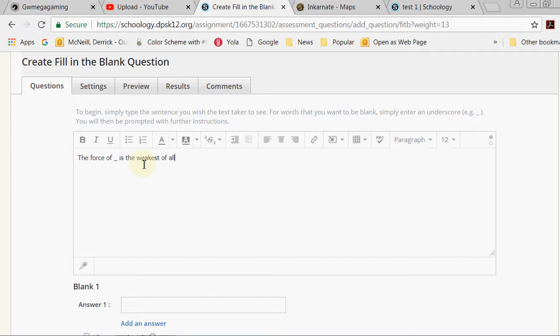of all forces. Period. The nuclear strong force is the, all right, let's change that up. Let's actually do it this way. I'm going to redo it. The blank force is the strongest force.